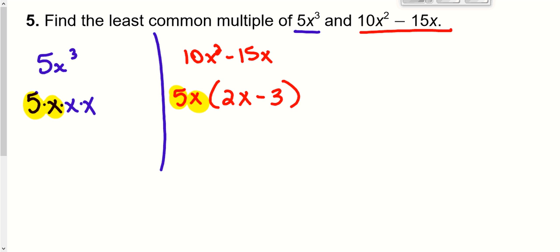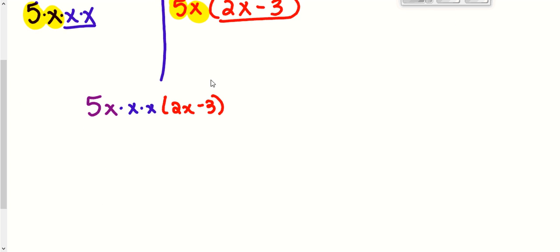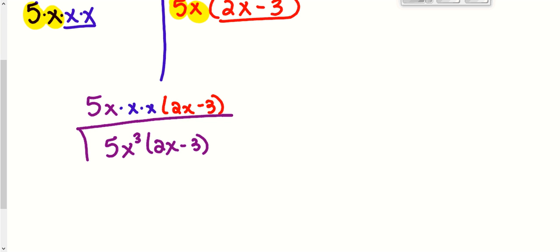So we're going to write down what they have in common, 5x. Now, let's look at what's left. There's 2 x's left here, so let's write both of those down. And there's a 2x minus 3 left here, so we're going to write that down as well. Now, let's put it all together. So we have 5, and there's 1, 2, 3 x's, so x cubed times 2x minus 3. There's our least common multiple.